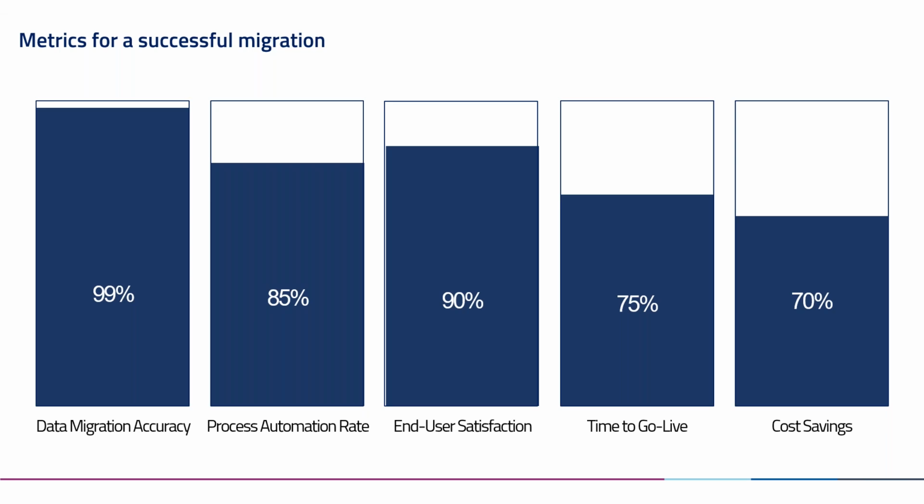Okay, together these metrics are not just KPIs, they are proof points. They demonstrate that when you prioritize data quality and automation, success becomes measurable and repeatable.